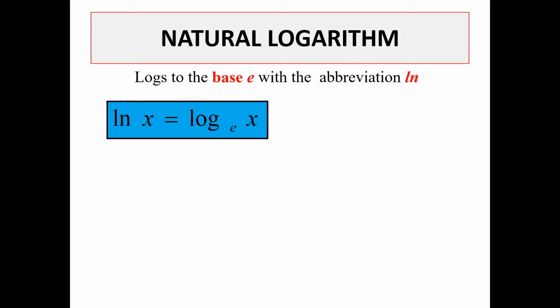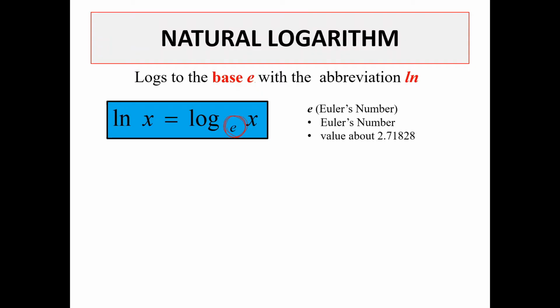The concept of natural logarithm. What is actually a natural logarithm? Natural logarithm is log to the base e, with the abbreviation ln. ln x equal to log x base e. The only difference here is the base. For natural logarithm we use base e. That's it. Simple.